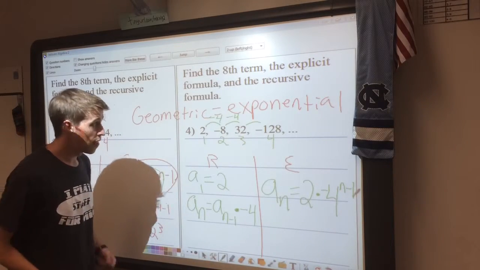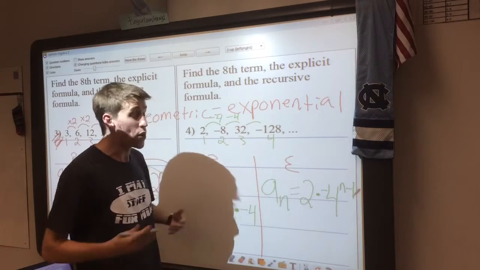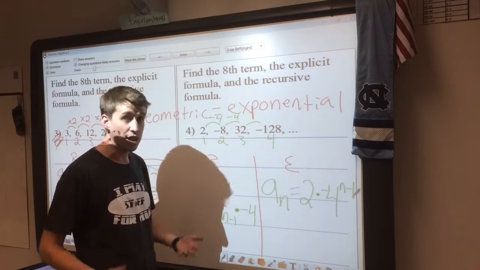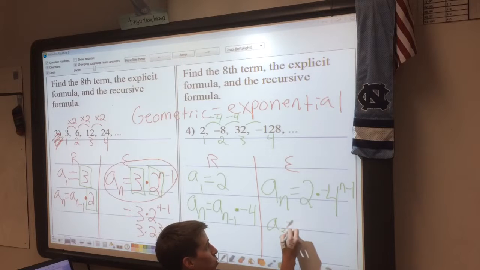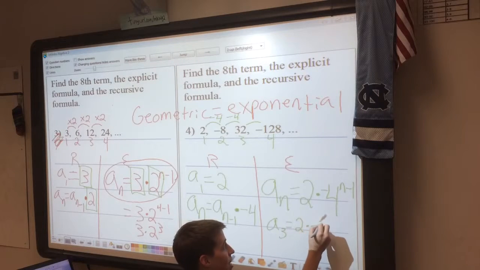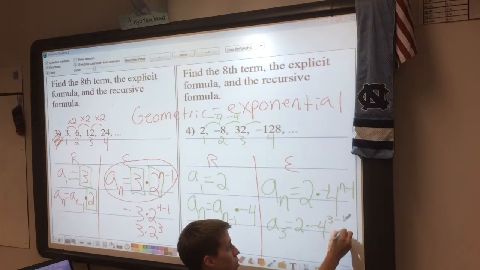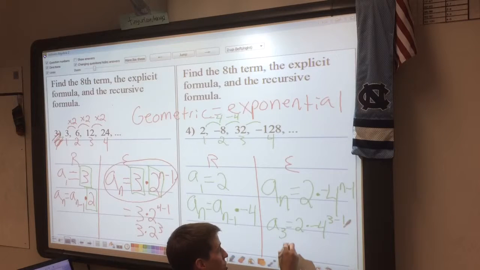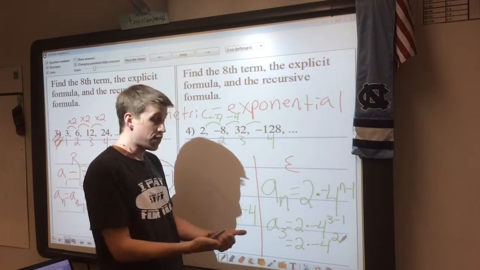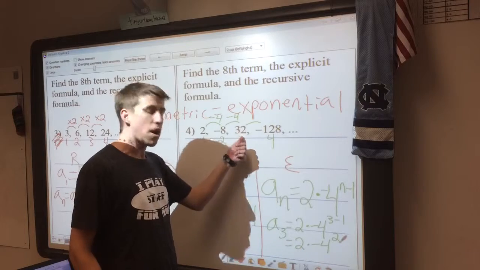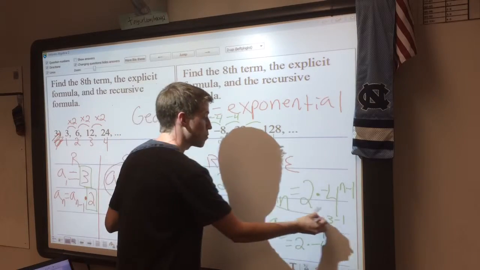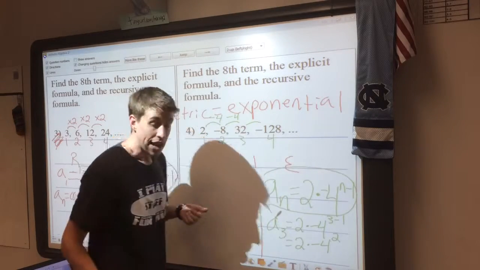Test it. If we plug in a 3 in there, we should get positive 32. So if I say a sub 3 is equal to 2 times negative 4, 3 minus 1. 3 minus 1 is 2. So 2 times negative 4 squared. Negative 4 times negative 4 is positive 16. Times 2 is positive 32. My explicit formula checks out, and I am good to go.